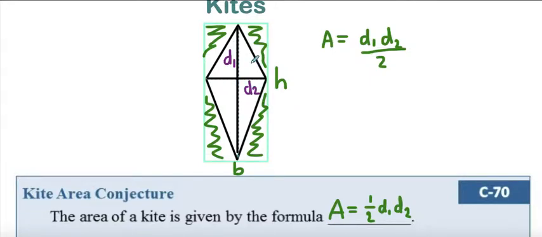So I can think of it this way. Here's my kite in the middle of this rectangle, and this kite takes up half of the area of the rectangle. The area of the rectangle is just base times height, or diagonal 1 times diagonal 2. So to get just half of that, I'm going to divide by 2, or down here multiply by 1/2.